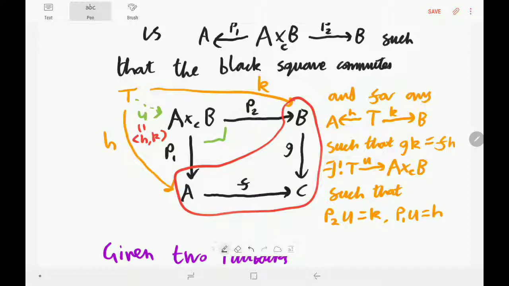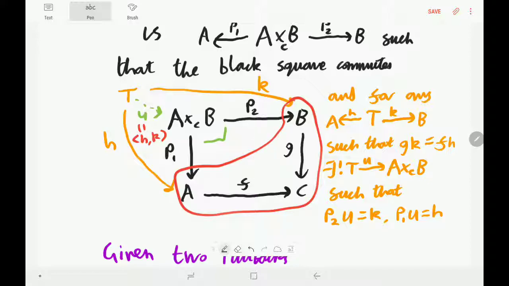Let me just restate the definitions. Pullbacks are very, very important. Basically, if you have pullbacks for every corner, and you have terminal objects, then you have all finite limits. There's a very strong property saying that pullbacks always exist.